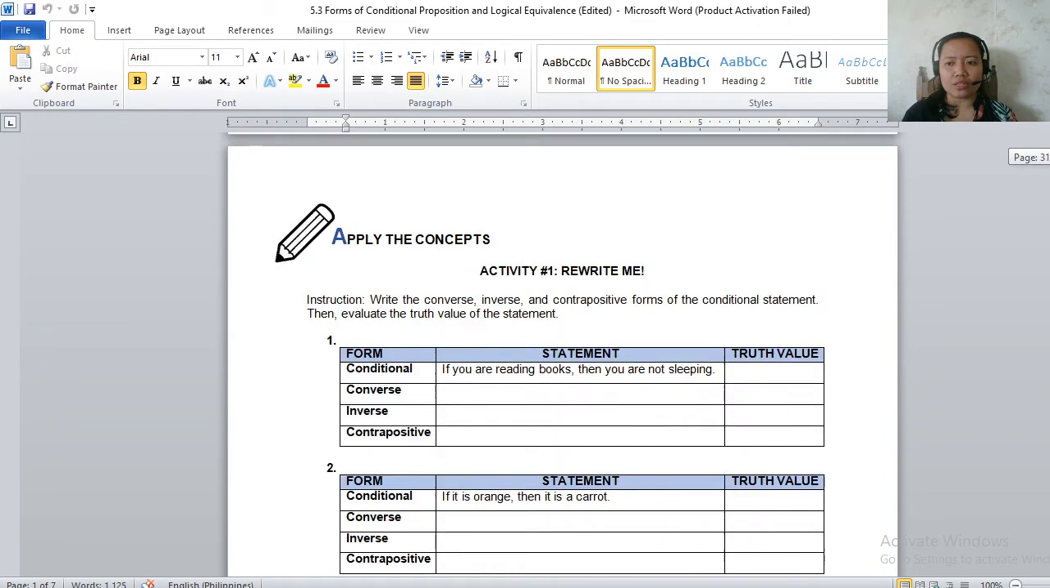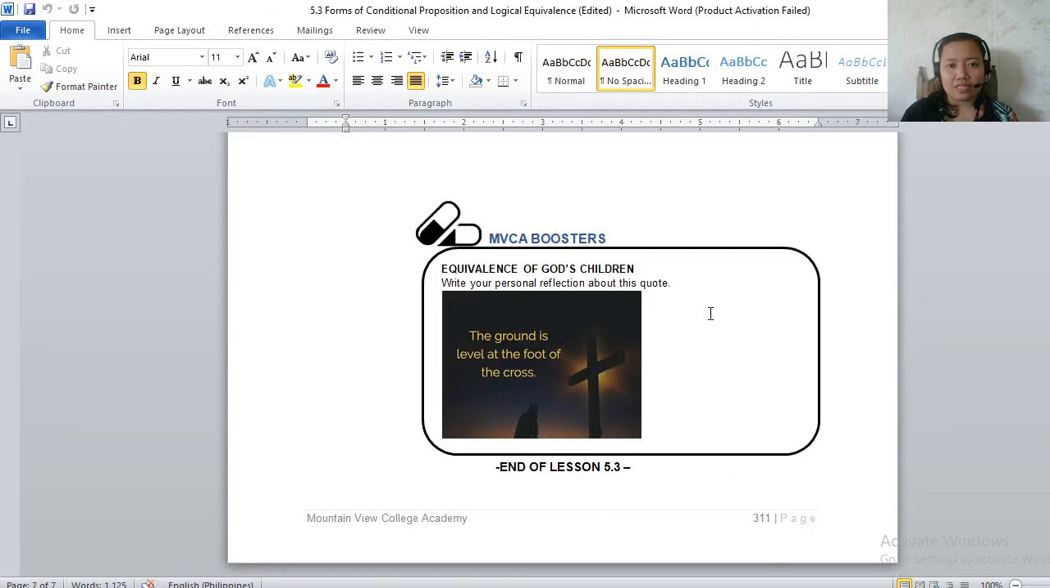Let's try to look at our MVCA boosters. Equivalence of God's children. Write your personal reflection about this quote. The ground is level at the foot of the cross. So, say something about this as your personal reflection.